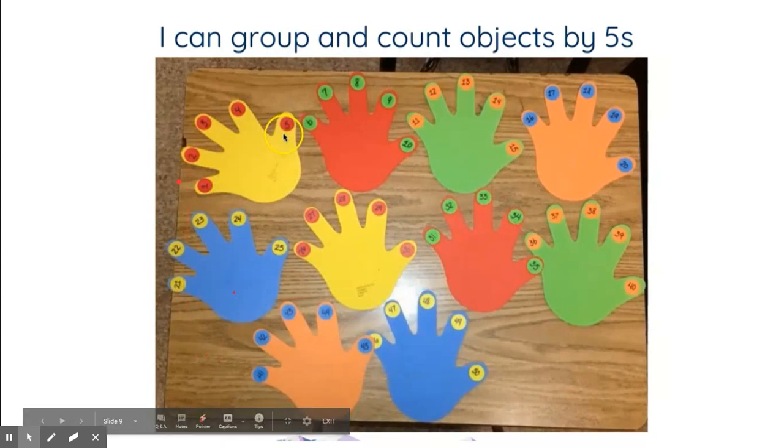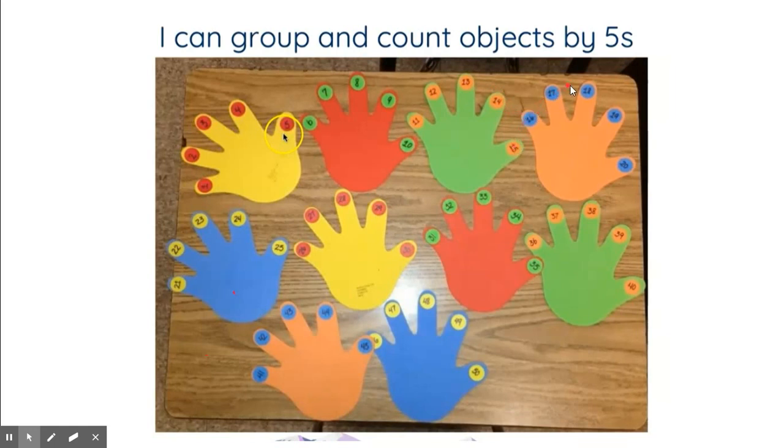We are going to play a game. We are going to count all of the fingers in a whisper, but when we get to the thumb, we're going to say that number out loud. So it's going to sound like this. 1, 2, 3, 4, 5, 6, 7, 8, 9, 10, 11, 12, 13, 14, 15. Try it with me, guys.